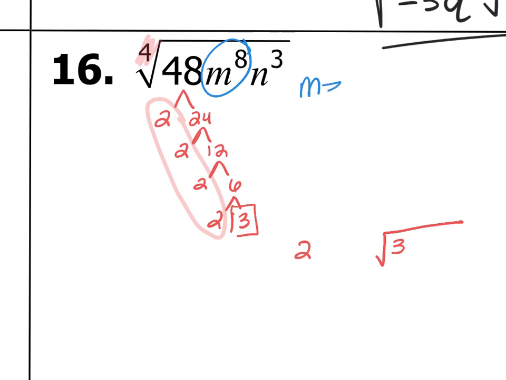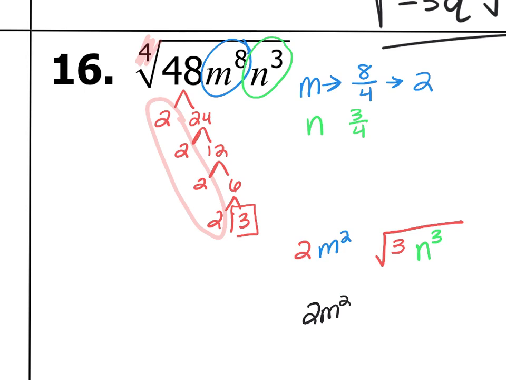For M, I'm going to divide that exponent by the index, and I get 2. So M squared will go on the outside. For N, I'll have 3 over 4, which can't be divided with a whole number, so that N to the 3rd just stays on the inside. So the answer here is 2M squared times the 4th root of 3N cubed.